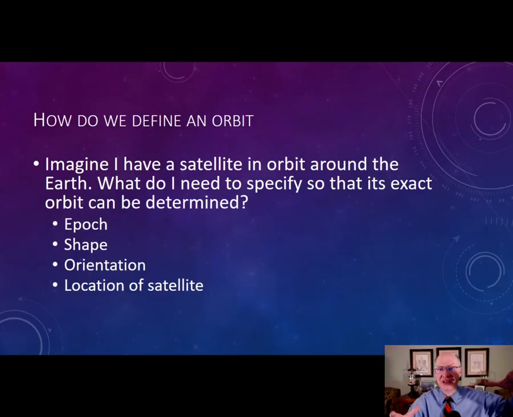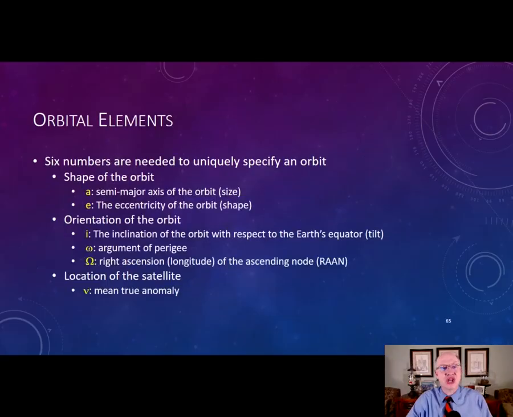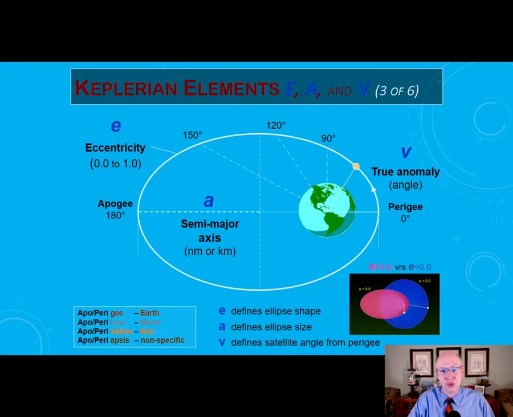How do we specify the shape of an orbit and its size? How do we specify its orientation in space? And then how do we specify where the satellite was located? Well, when it comes to shape, you're already familiar with that one from the last lecture. When it comes to the shape of the orbit, there are two numbers that we need to know. We need to know the size of the orbit, and we specify the semi-major axis. So the semi-major axis is half the major axis of the orbit. And then we also need to specify the eccentricity of the orbit.